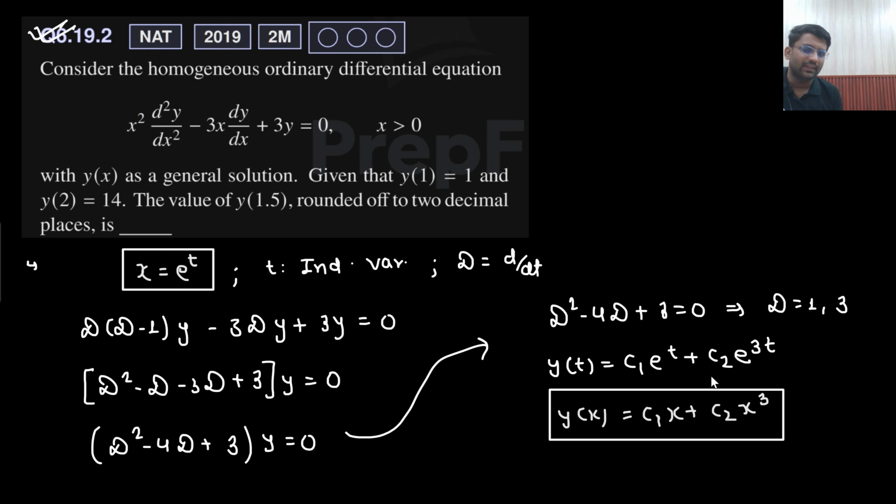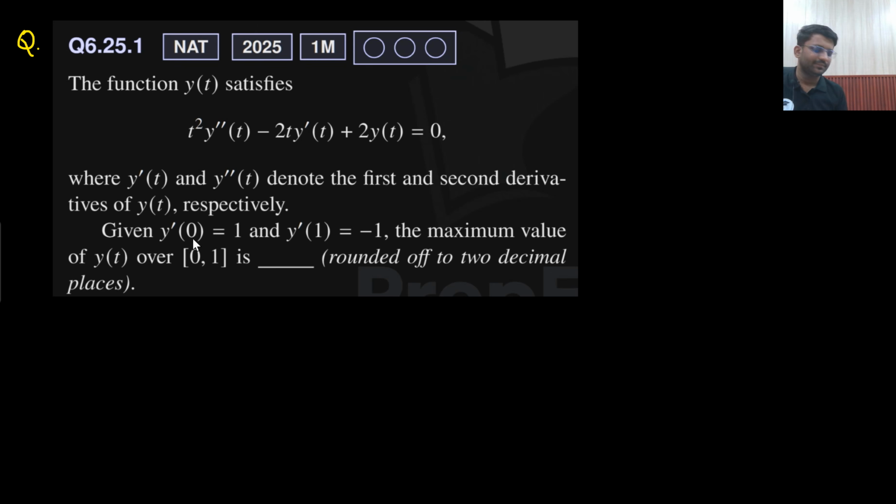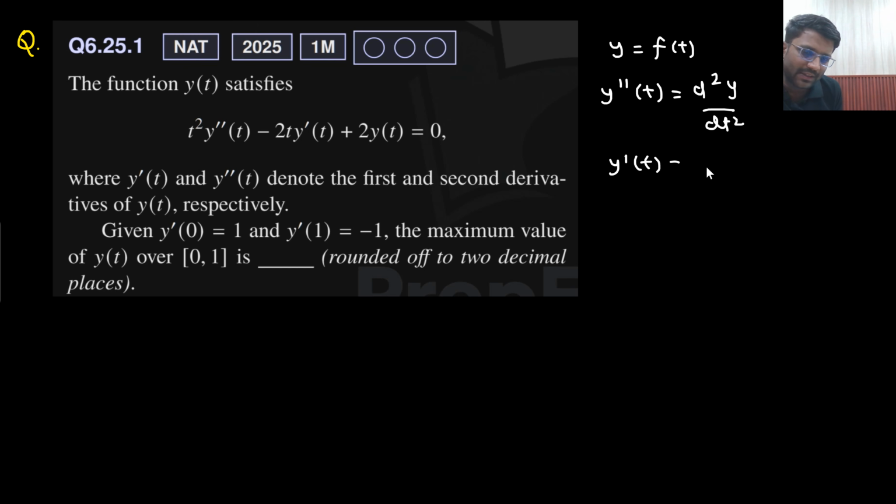Can I convert it into x? Yes, sir, I can convert it into x. Job done. Solve the same kind of question. First of all, do you know what is the meaning of this? Y double dash t. First of all, you know that y is given as a function of t this time. What is the meaning of y double dash t? That means y is differentiated 2 times with respect to t. What is the meaning of y dash t? That means y is differentiated 1 time with respect to t. This is what they have given.